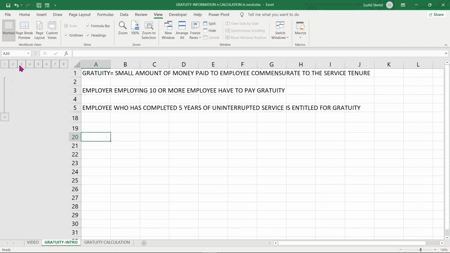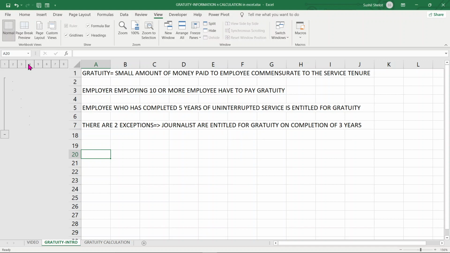Well, what next? The employee has to complete 5 years of uninterrupted service, and only then will he or she be entitled to the gratuity payment. So if someone has not completed 5 years, then it is not payable to that employee. There are some exceptions to this. The first exception that I have mentioned here is the journalist. Journalists are entitled to get paid gratuity after completion of 3 years of uninterrupted service.